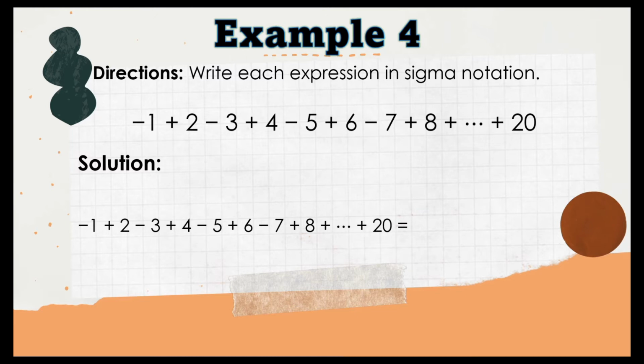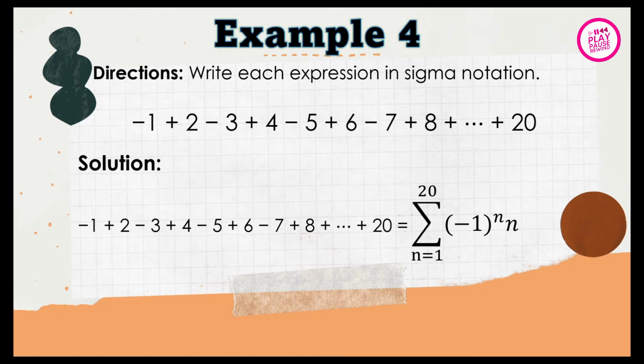Thus, we can conclude that each term is affected by negative 1 raised to n. If n is an odd number, the sign is negative. If n is even, the sign is positive. In sigma notation, we could write this as the summation of negative 1 raised to n times n from n equals 1 to 20.